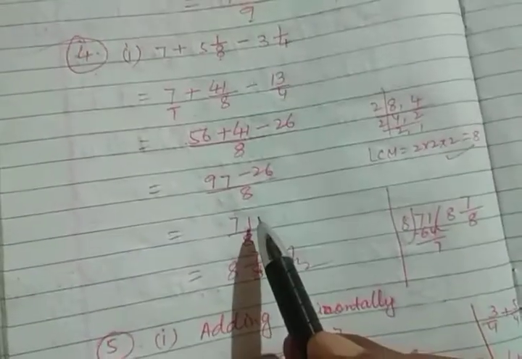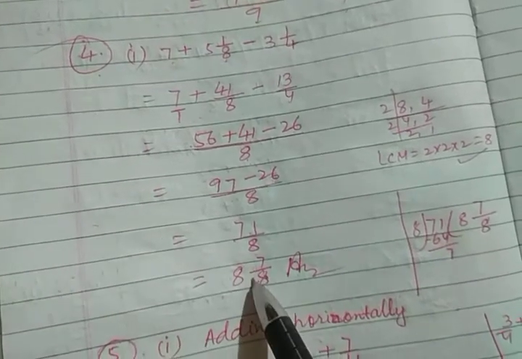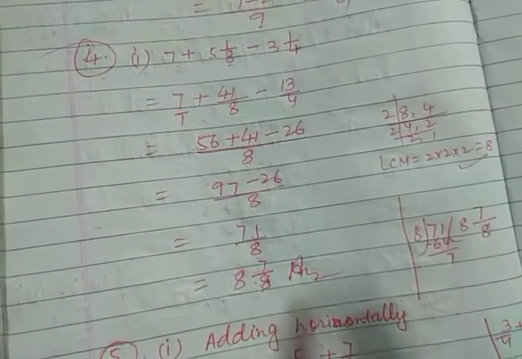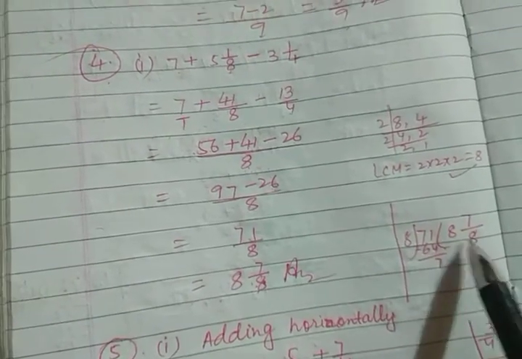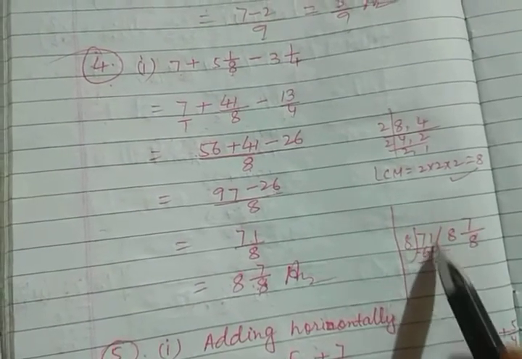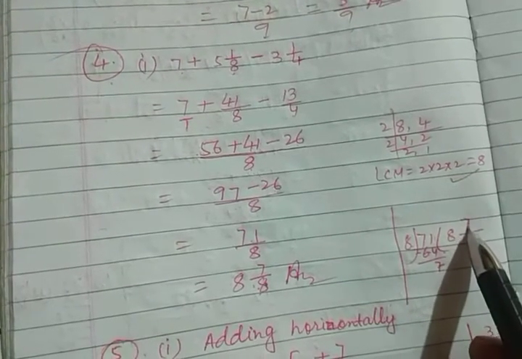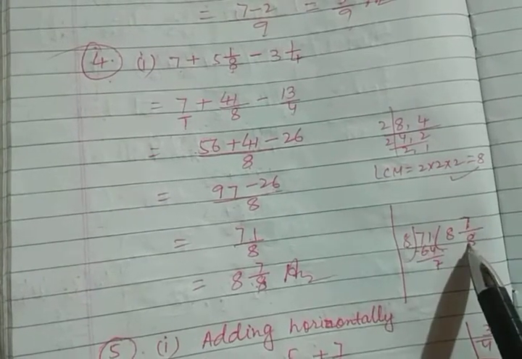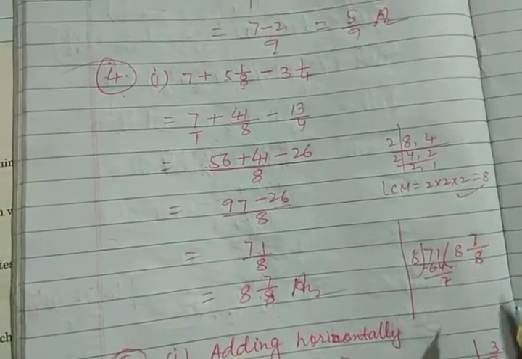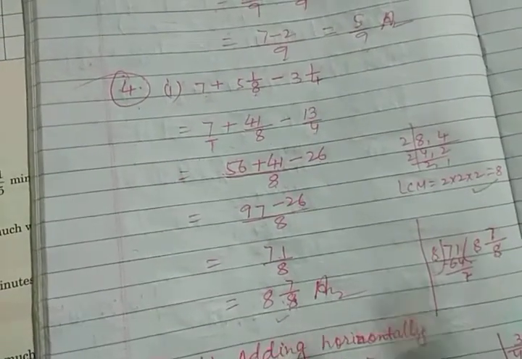Now this is in improper fraction, so we need to convert into mixed fraction. So mixed fraction will be 8 8s are 64, 71 minus 64, remainder will be 7. So 7 as numerator and divisor as denominator. Okay, so 8 whole 7 by 8 will be the answer.